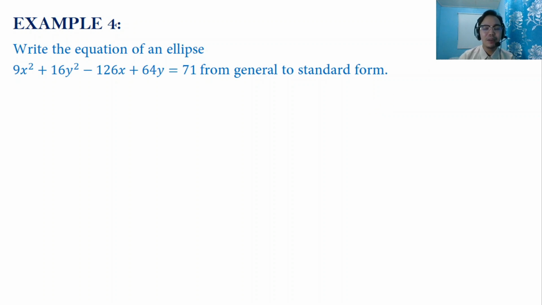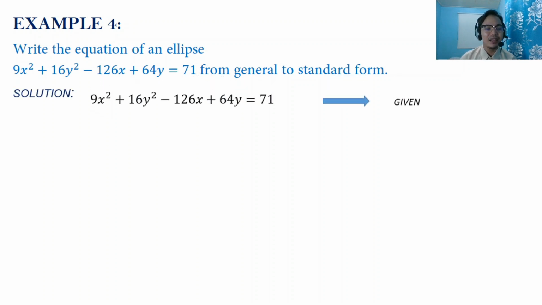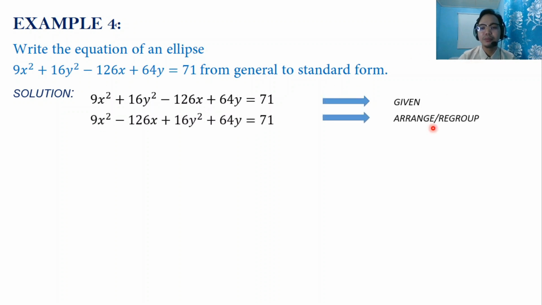So, kagaya ng mga naunang standard equations natin or conic sections natin, nagtatransform tayo ng equations. So, paano naman ang pagtatransform ng general to standard form ng ellipse? So, sulat muna natin yung given. That is 9x squared plus 16y squared minus 126x plus 64y equals 71. So, what is the first step that we're going to do? Arrange or regroup natin siya.